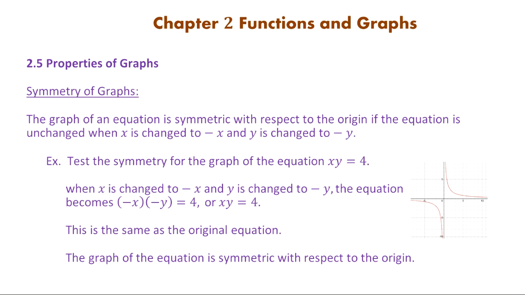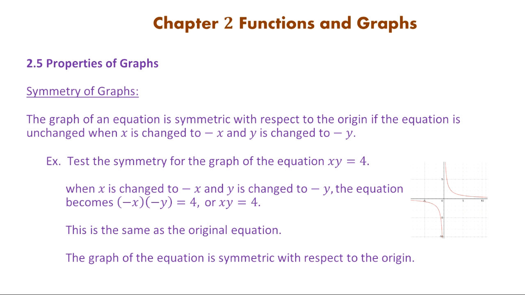If it's unchanged, then the graph has symmetry with respect to the origin. For example, let's see the equation xy equals 4, and we want to find the symmetry of the graph. If you change x to negative x and y to negative y, you get negative x times negative y equals 4, but two negatives multiply to give a positive. So this equation is the same as xy equals 4, the original equation. That means when you change both x and y to negatives, the equation is unchanged, and according to the criterion, the graph has symmetry with respect to the origin, as you can see here.